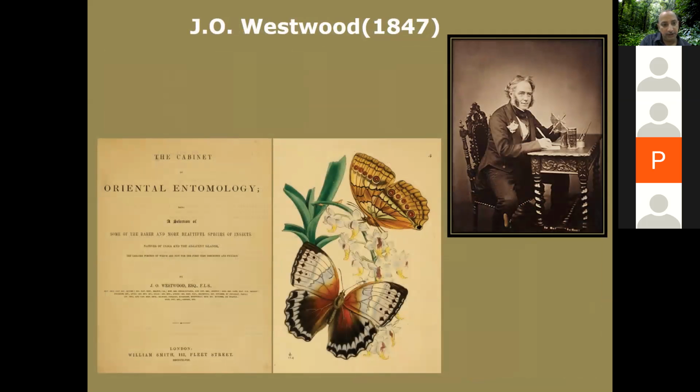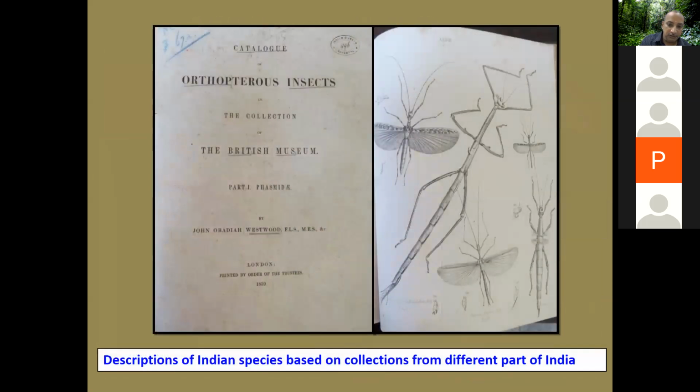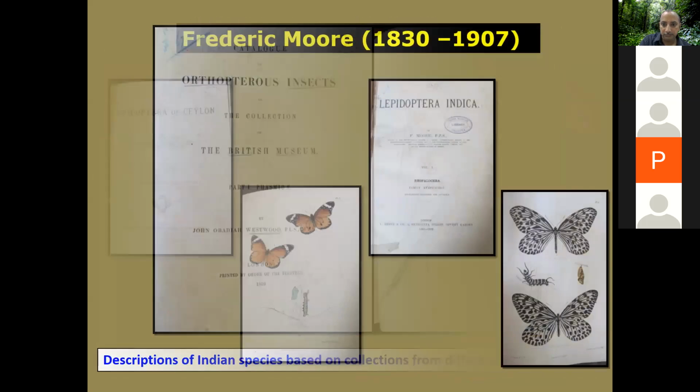Then you have this Cabinet of Oriental Entomology by Westwood, where several species of butterflies were illustrated. So these were all in the 1800s. Then you have, again, Westwood on orthoptera insects, leaf insects, stick insects, about 1800. I sent you one link.